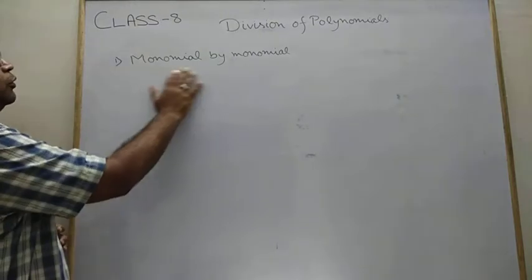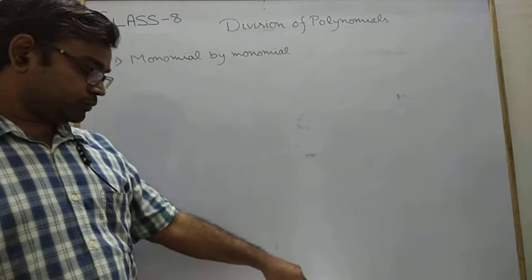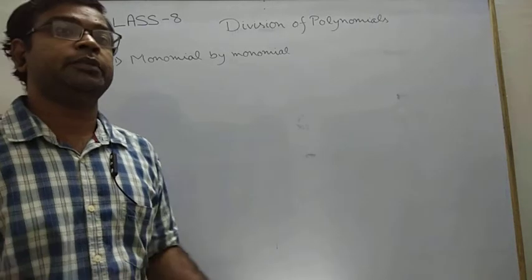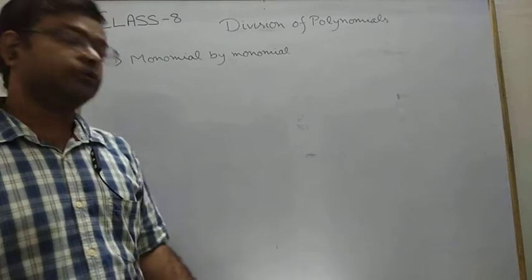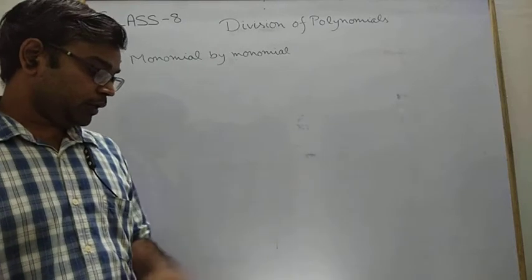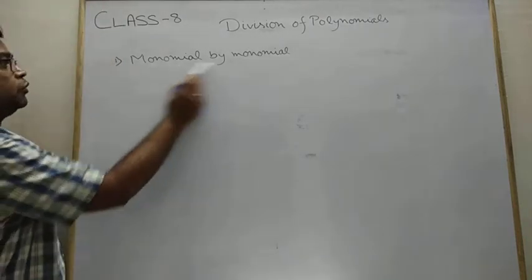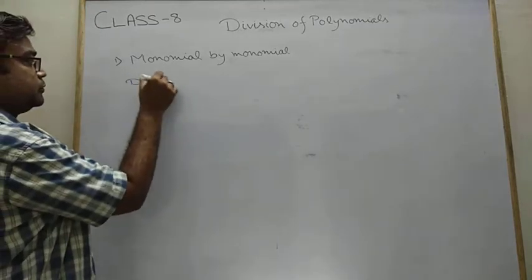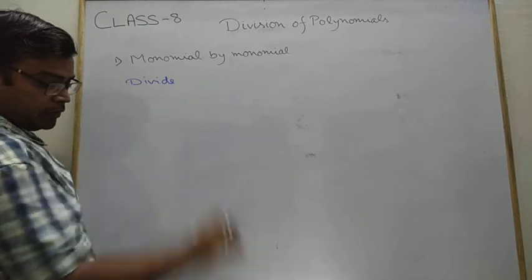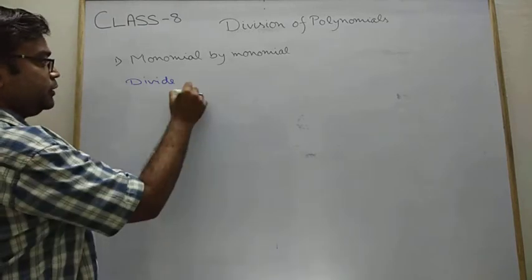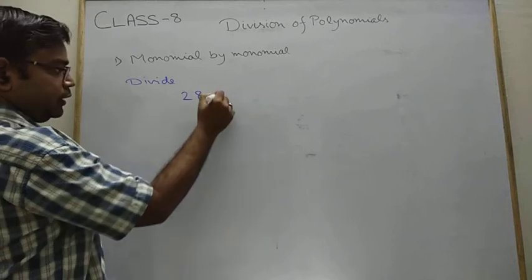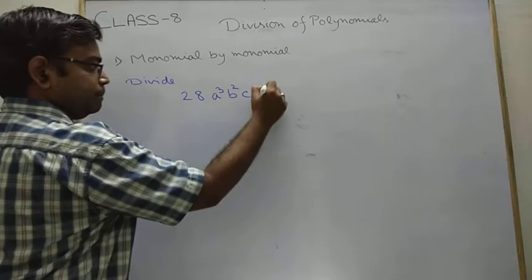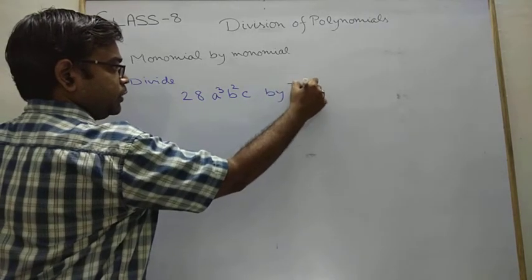Now first one is your monomial by monomial. Suppose you have one monomial in a question in a dividend form and the other monomial in a divisor form, then how do you solve that one? In that case, always remember, I am discussing monomial by monomial. For example, a question can ask you: divide 28 a to the power 3 b to the power 2 c by 7 into a into b. I am choosing one very simple example.